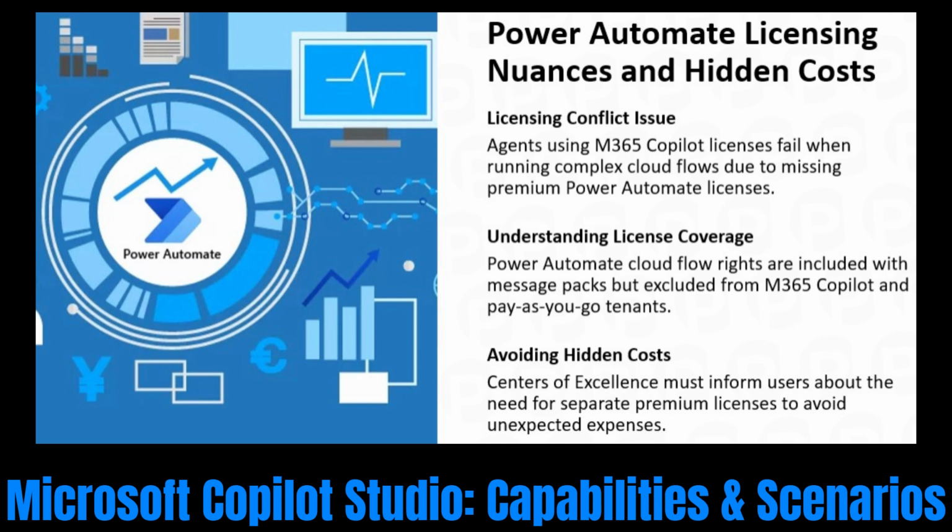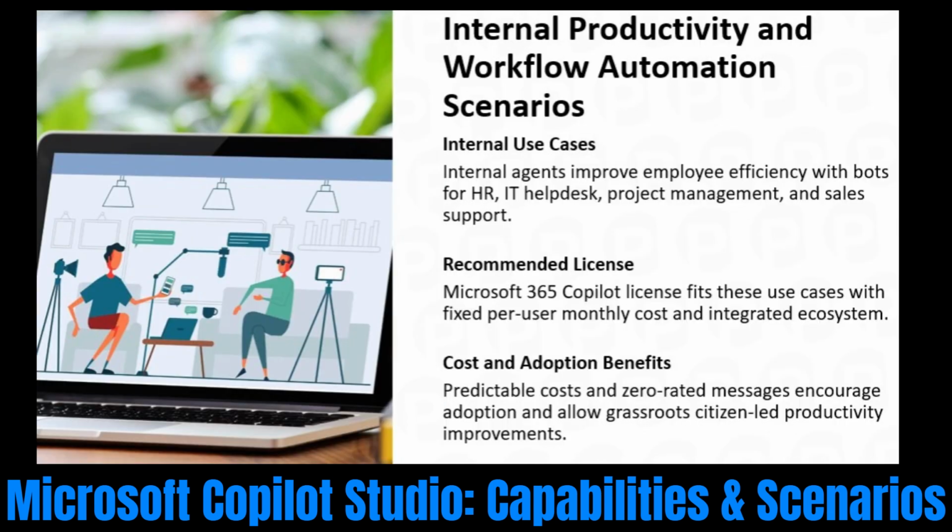How does an organization actually match its goals, internal focus versus external, simple versus complex, to the right licensing model? Okay, great way to frame it. Let's walk through common scenarios. Scenario A, internal productivity and workflow automation. Think HR policy bots, basic IT help desk agents inside Teams, maybe a project status assistant, a sales team helper, all internal. Right, the stuff happening inside the M365 walled garden.